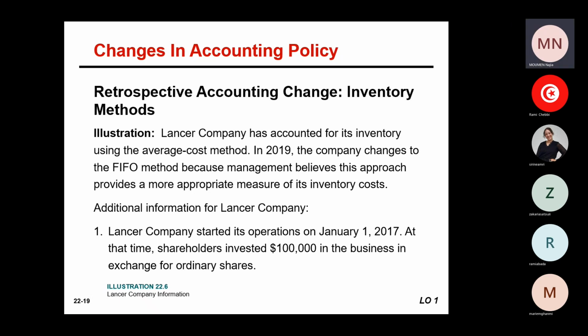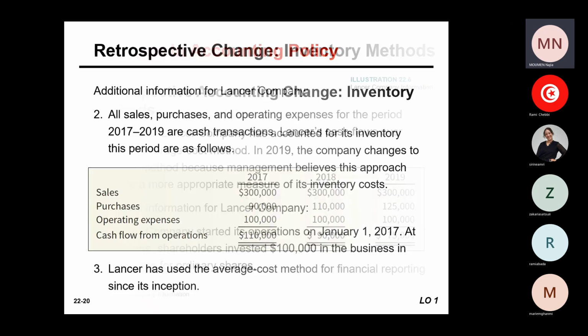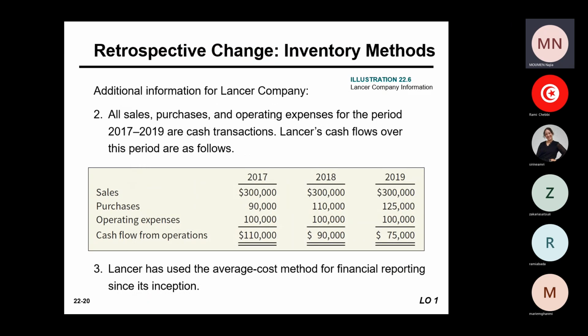We also got this additional information that Lancer company started its operation on January 1st. At that time, shareholders invested 100 in the business in exchange for ordinary shares. And then we got all the other information: sales, purchases, and operating expenses for the period between 2017 and 2019 were cash transactions. This is to simplify the treatment. So the cash flow over that period is as follows, and they are all cash transactions.